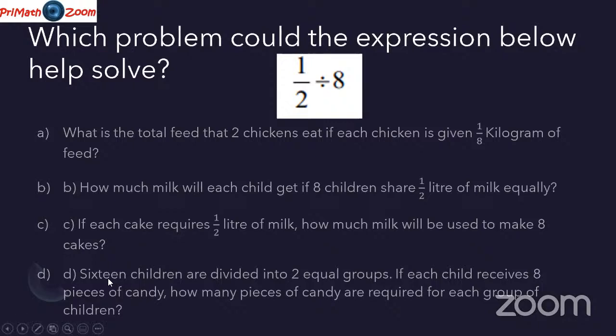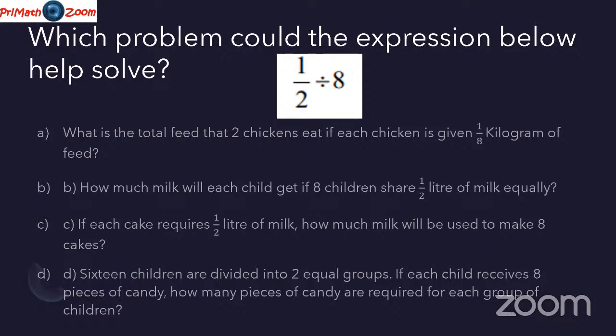Let's look at D. 16 children are divided into 2 equal groups. Let's take it part by part and think about it like a practical situation. If each child receives 8 pieces of candy, how many pieces of candy are required for each group of children? So 16 children are divided into 2 equal groups. If each child receives 8 pieces of candy, how many pieces of candy are required for each group of children? All right, so go ahead and tell me what expression will work here.